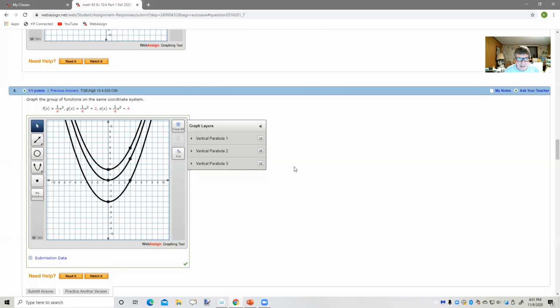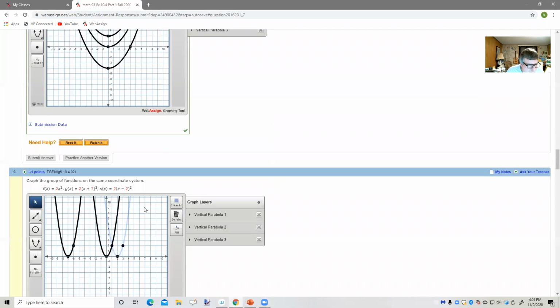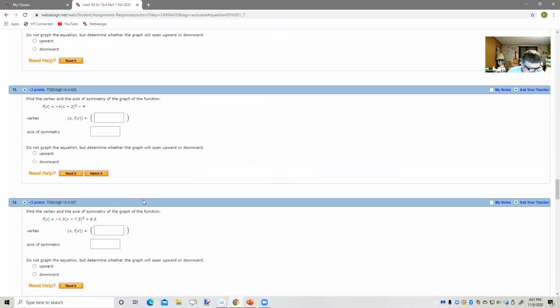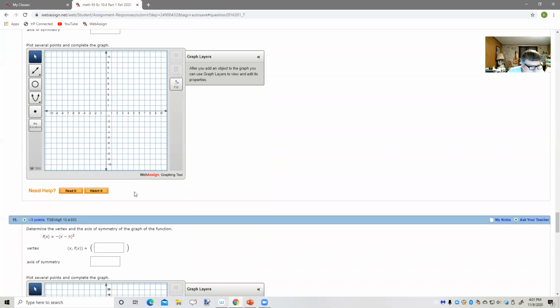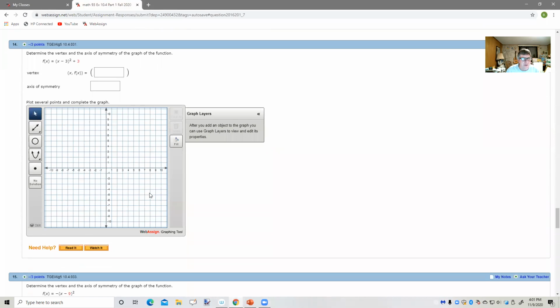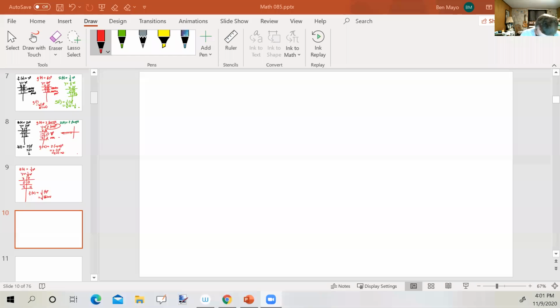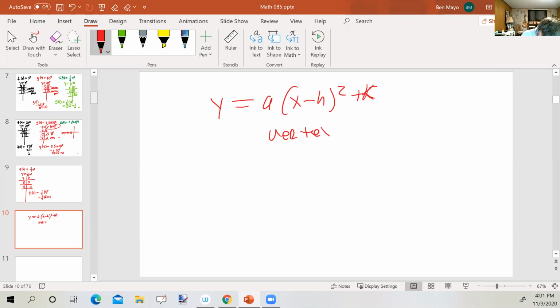So where are we at? Let's do one more that has both of them. Let's take a look at this problem right here, number 14. And there's one more piece of information I need to talk about. So in fact, let's go back to our white screen. Okay. So I've got this y equals a times x minus h squared plus k. And we said that the vertex is at hk.